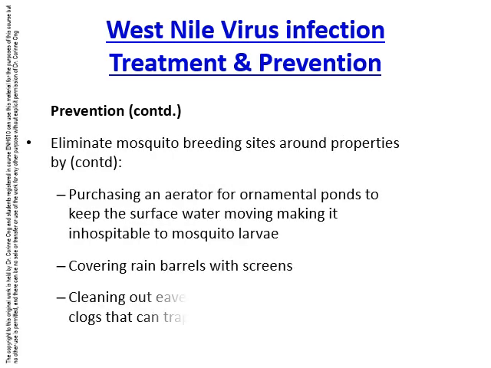Also, eliminate mosquito breeding sites around properties by purchasing an aerator for ornamental ponds to keep the surface water moving, making it inhospitable to mosquito larvae, covering rain barrels with screens, and clearing out eaves troughs regularly to prevent clogs that can trap water.